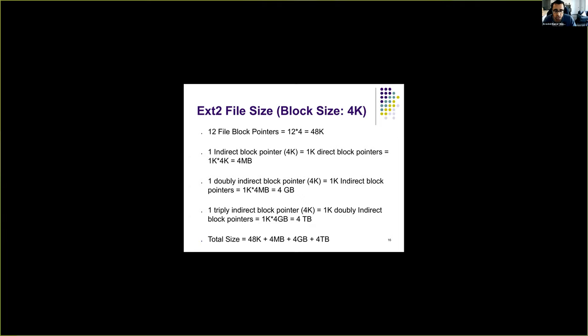That's very large. In contrast with FAT, this is huge, because in the case of the FAT file system, the maximum file size is 4 GB, which is way too small compared to the file size that is supported by ext2. That's why FAT, although it's very efficient, is not ideal if you have to store really, really large files. That's why it's mostly used on smartphones, where the file sizes are usually small.